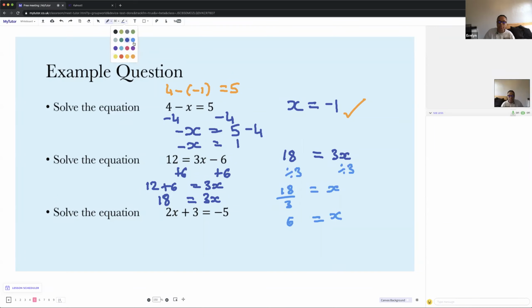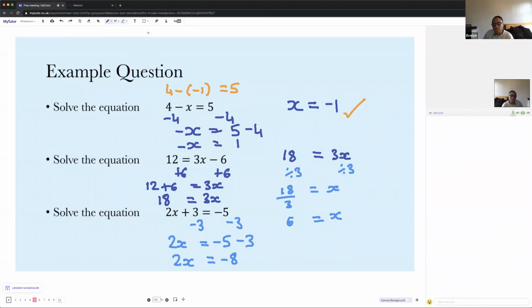So if we have a go at this one, I want to get rid of this 3 because I'm adding it. So the opposite of adding is subtracting. So I'm going to subtract both sides by 3 first. Now on the left-hand side, I'll be left with 2x. On the right-hand side, it's minus 5 minus 3. Minus 5 minus 3 is minus 8. So we've got 2x equals minus 8.